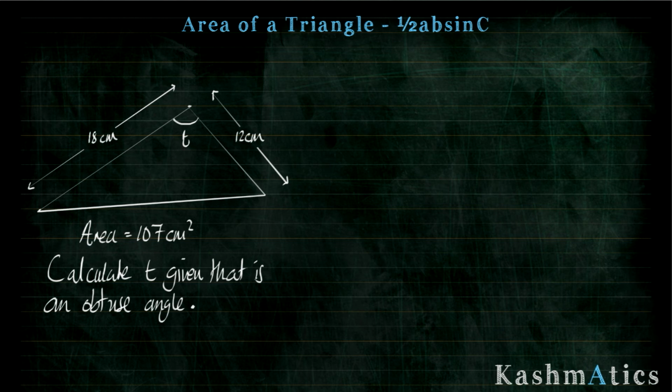Let's have a look at this example here. We're given a triangle where we're given two of the sides and we're given the area, and we need to work out the angle in between them. And we're told calculate T given that it's an obtuse angle. At first glance, it looks just like the questions we've been doing, but let's just work through it and see what happens. So the area is equal to AB sine C divided by 2. Let's substitute what we know. We know the area is 107. AB are your two sides multiplied together, so 18 multiplied by 12 times by sine T, all divided by 2.